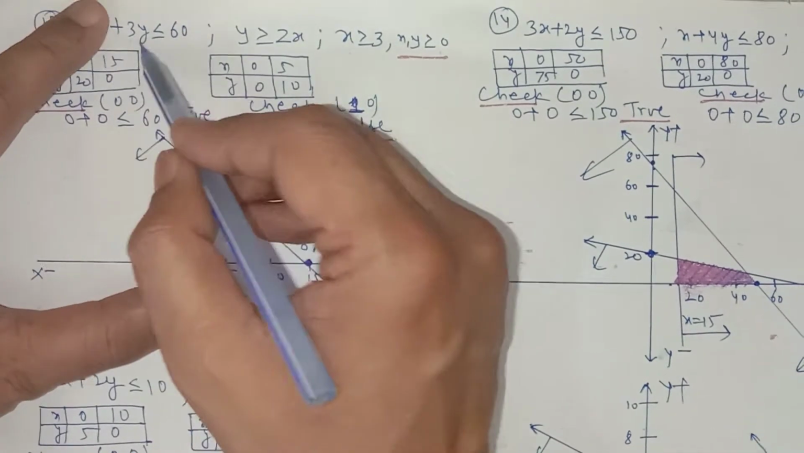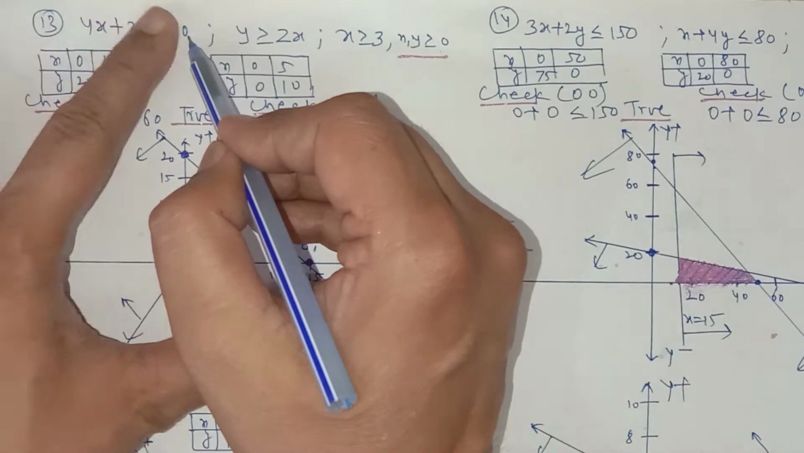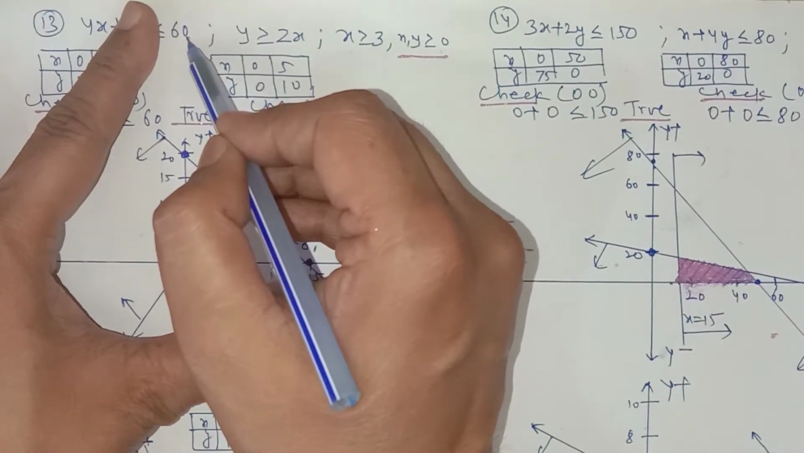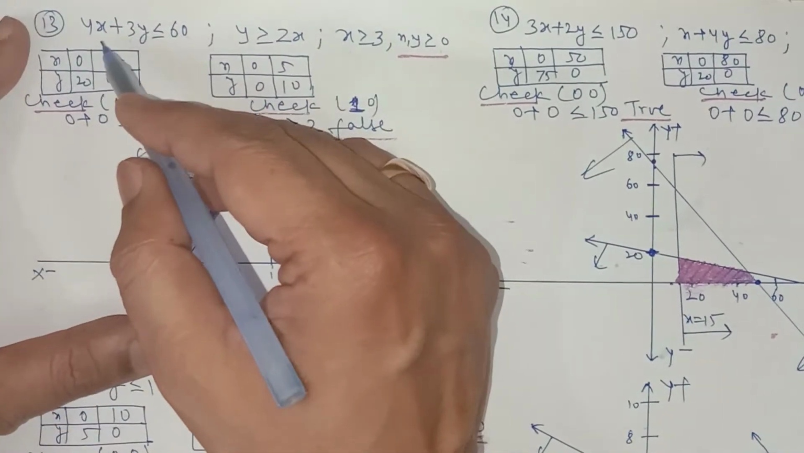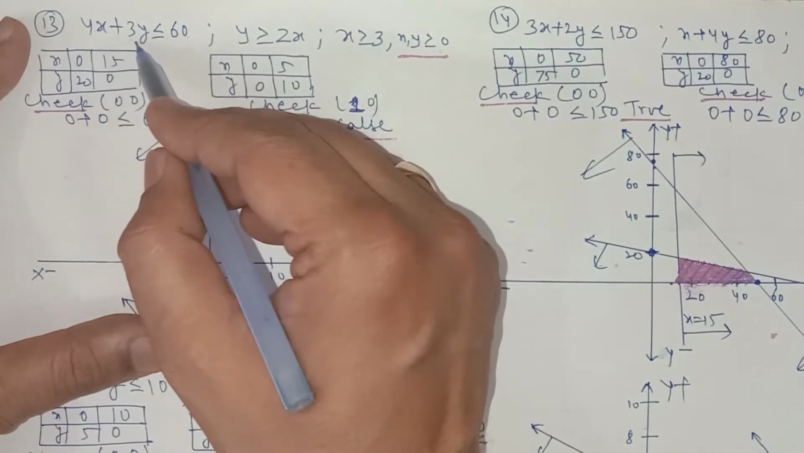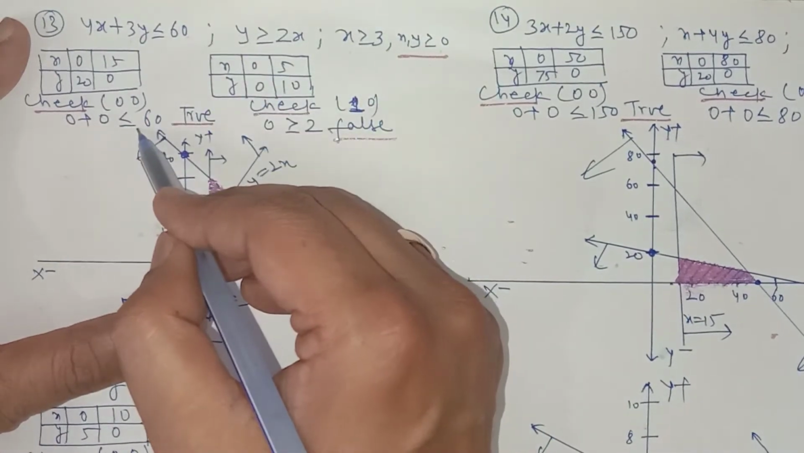So if x is 0, y will be equal to 20, if y is 0, x will be equal to 15. Now check whether 0, 0 is the solution of this equation. Now 0 plus 0 is less than or equal to 60, which is true.